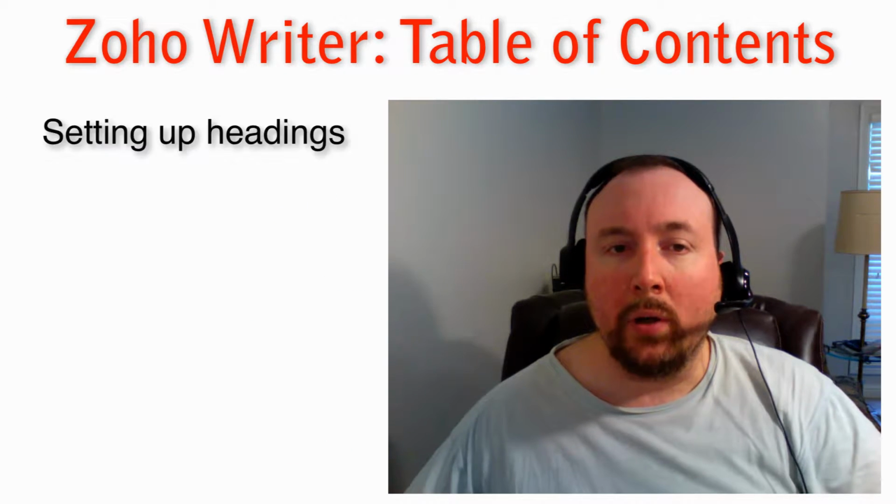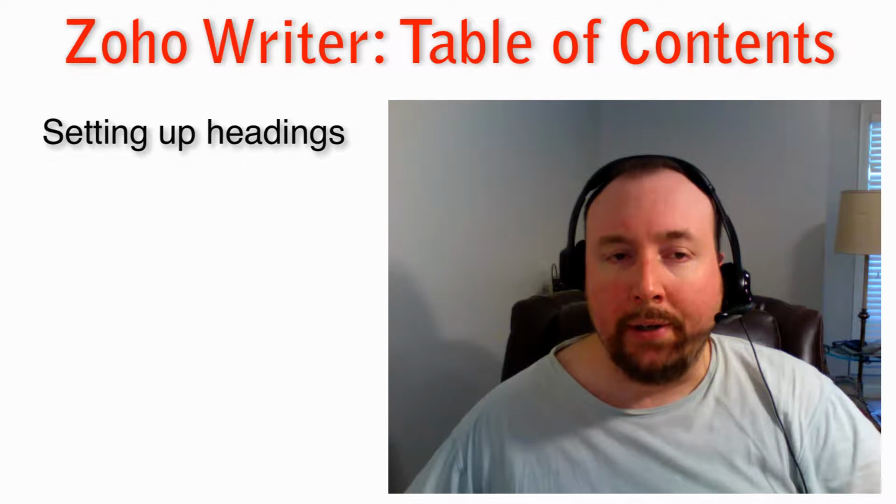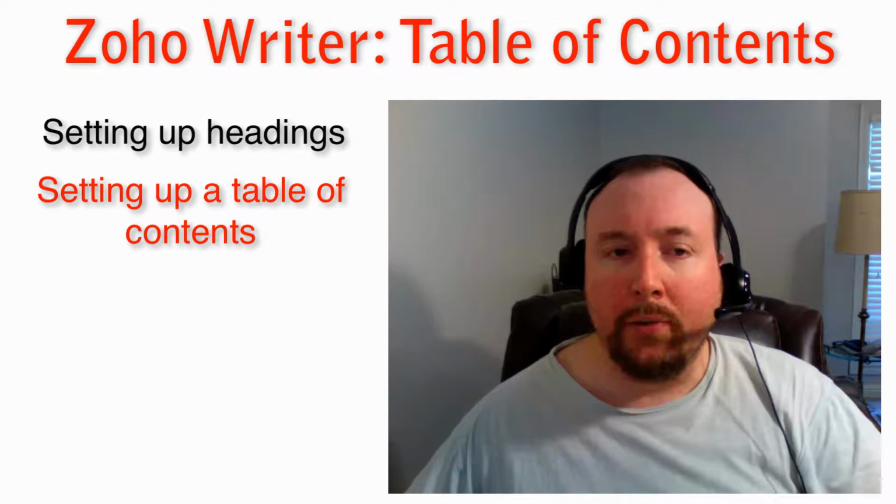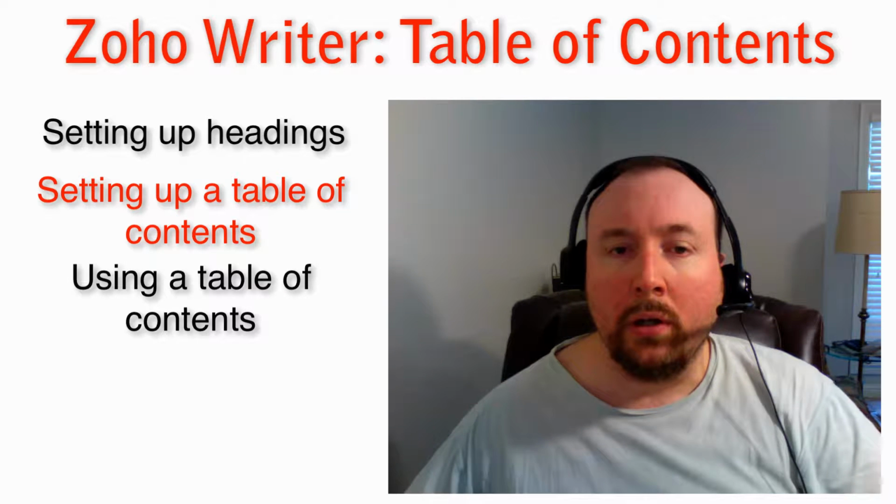Setting up headings is a quick tutorial on how to create headings in Zoho Writer. These headings will be the items in a table of contents. Setting up a table of contents takes you through the settings for creating a table of contents. Table of contents items are linked to the headings, so using a table of contents is a tutorial on using them to go to specific sections of your document.